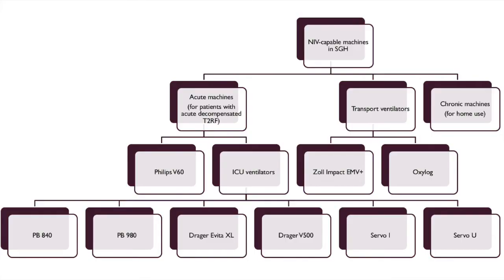These are the different types of NIV-capable machines that can be found in SGH. The most common one that you will encounter are the acute machines that are used for patients with acute decompensated type 2 respiratory failure. Of these, the Philips V60 machine is the one that is used in MICA. All other ICU ventilators can also be used as NIV machines.